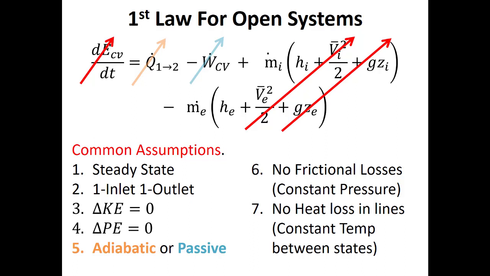And then we'll assume that there's no friction losses, right? That's why we can say that it's constant pressure heat addition and heat rejection. We'll also say that there's no heat loss in the lines between our different components.